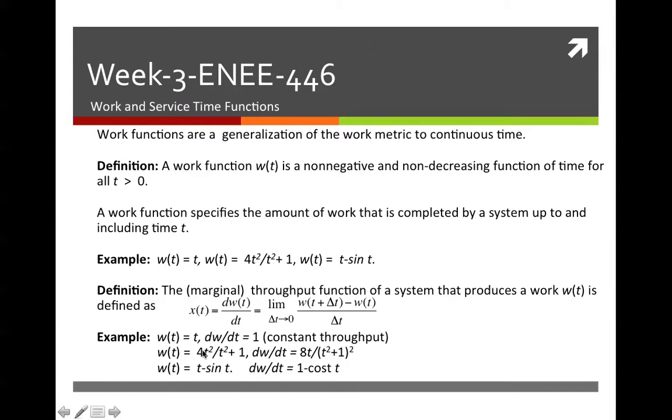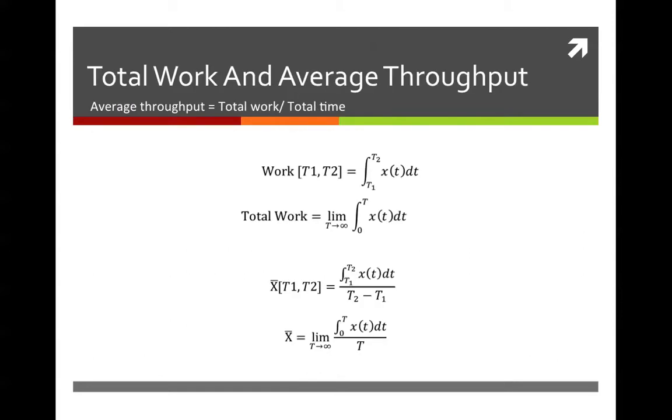And in the second case, the derivative of the work function becomes this formula, which again, for all t greater than 0, is clearly greater than 0. And the same is true for this particular function. So you can see that we very easily derive the throughput function from the work function, and this makes the analysis of these two functions closely related and easier to handle.